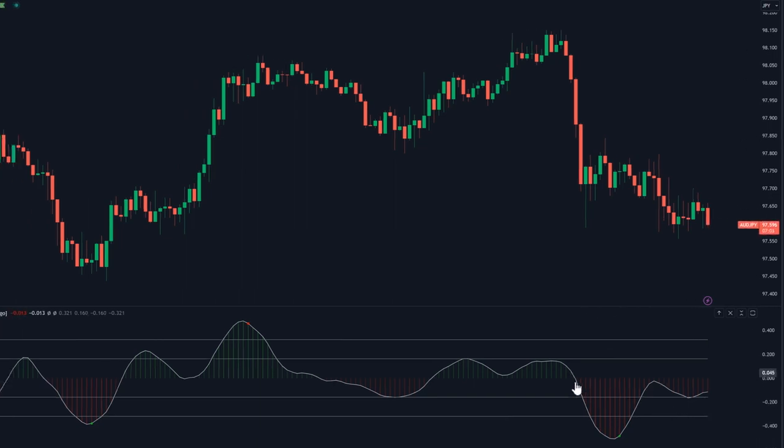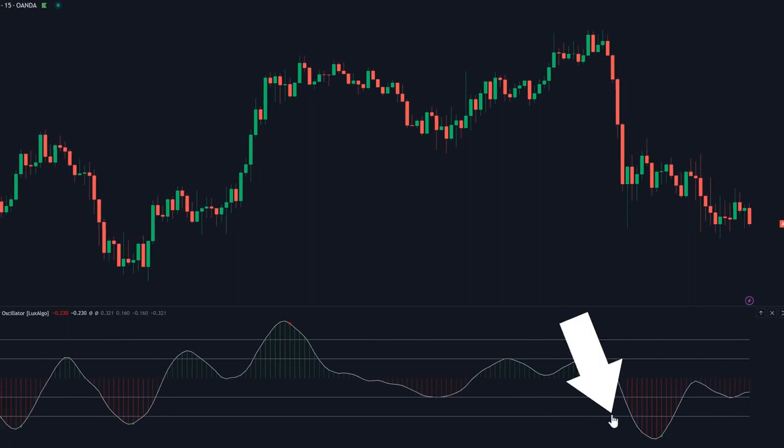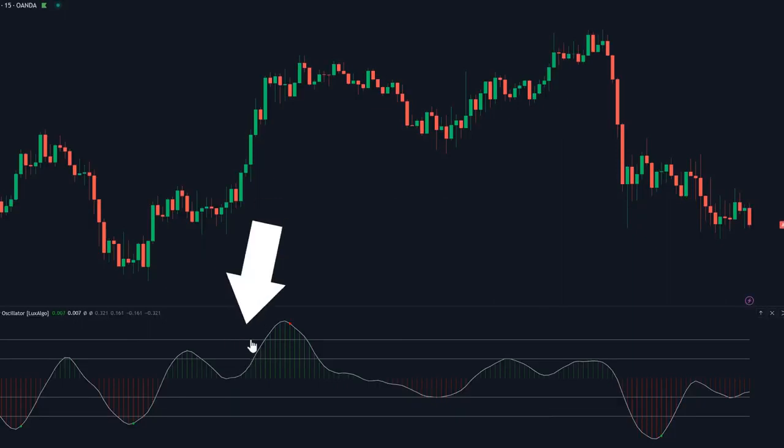Whenever the Whole Butterfly Oscillator goes below this lower level, that indicates that the market may be oversold. Conversely, whenever it goes above this upper level, that indicates that the market may be overbought.